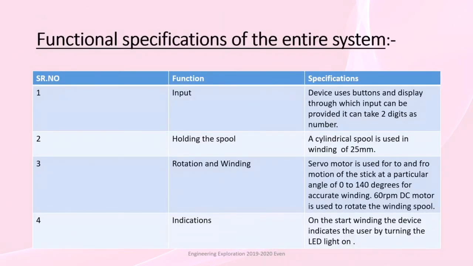Functional specifications of the entire system. 1. Input. The device uses buttons and a display through which input can be provided. It can take two digits as a number. 2. Holding the spool. A cylindrical spool of 25 mm is used in winding. 3. Rotation and winding. The servo motor is used for to and fro motion of the stick at a particular angle of 0 to 140 degrees for accurate winding. A 60 RPM DC motor is used to rotate the winding spool. 4. Indications. On the start of winding, the device indicates to the user by turning the LED light on.